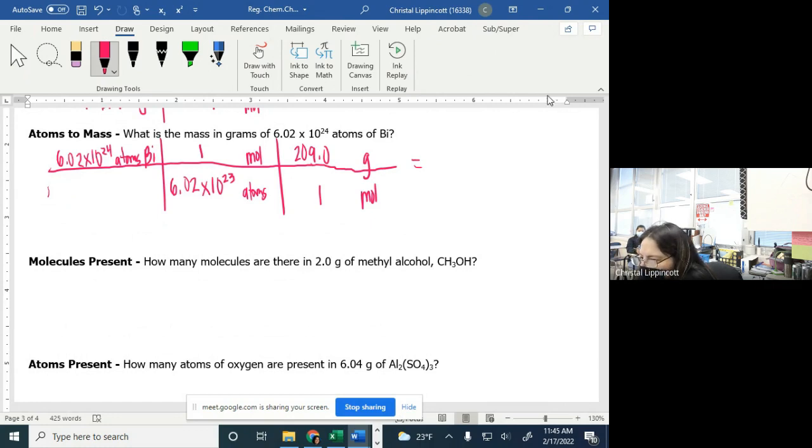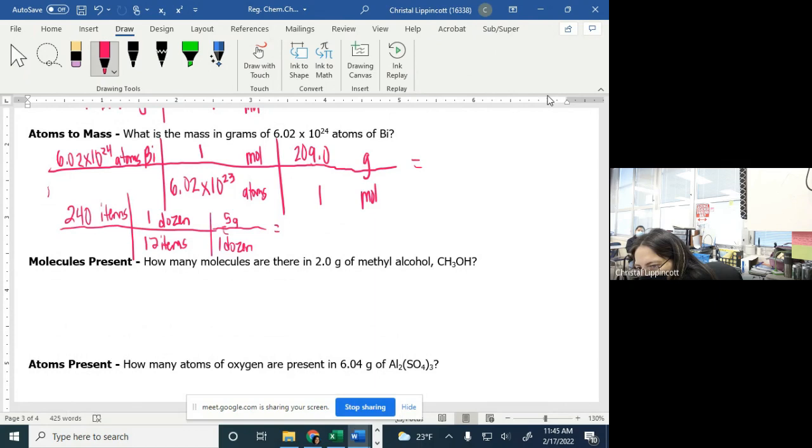So for example, with our dozens, if I had 240 items, and I wanted to know how many dozen that was, I could say, well, I've got 12 items in every 1 dozen. And then let's say that for every dozen, it weighs 5 grams. So that's what we're doing here.